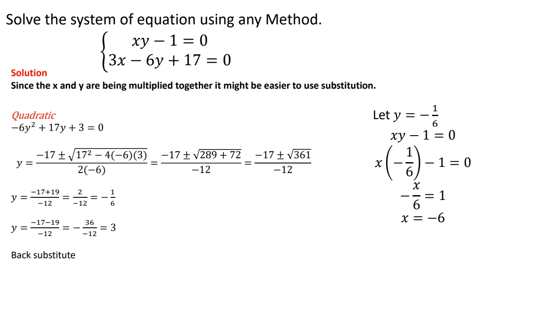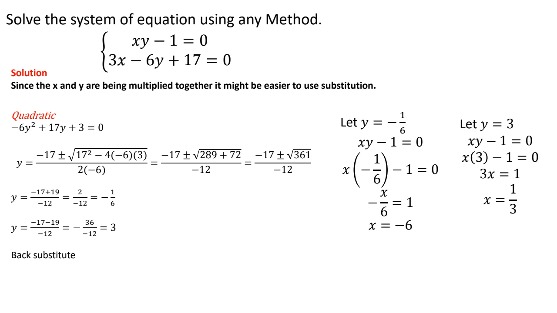So we have x times negative 1 over 6 minus 1. So we have negative x over 6 is equal to 1. And I multiply by negative 6 on both sides. I have x is equal to negative 6. Okay, let me go ahead and do that again. Now let me use my 3.